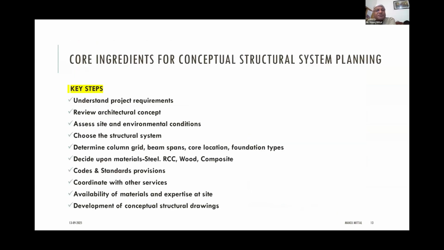So we also discussed the key steps in the conceptual planning and designing stage. These are: understand project requirements, review architectural concept, assess site and environmental conditions, choose the structure system, determine the column grid, beam, span, column core locations, foundation types, decide upon materials, steel, RCC, wood, composite, codes and standard provisions, coordinate with other services, then availability of materials and expertise at site, development of the conceptual structure drawing. These are the steps which we need to consider in the conceptual structural system planning stage.